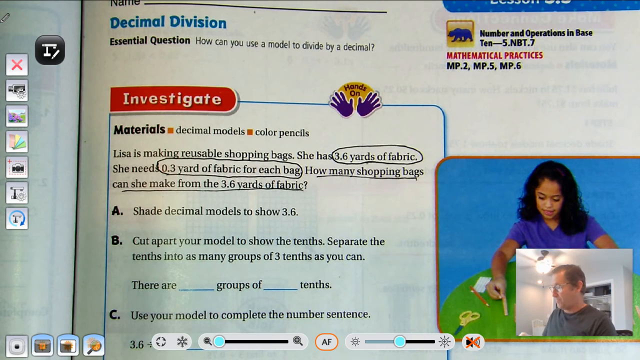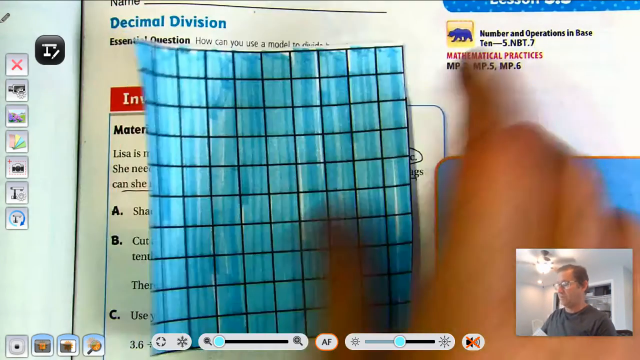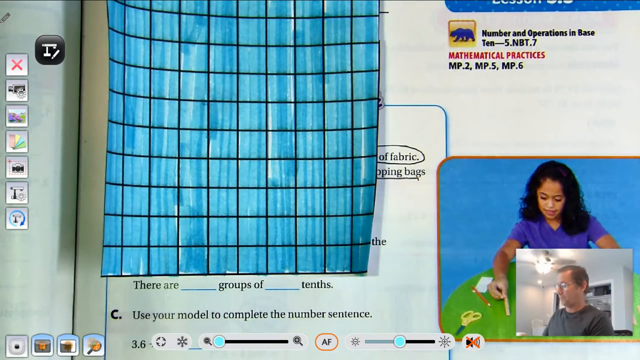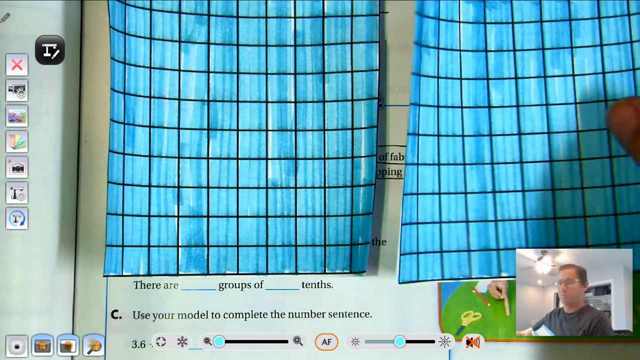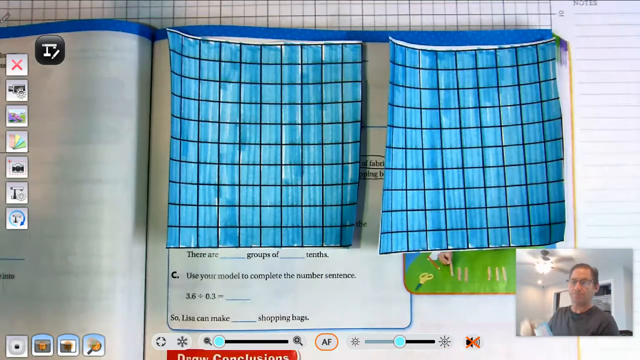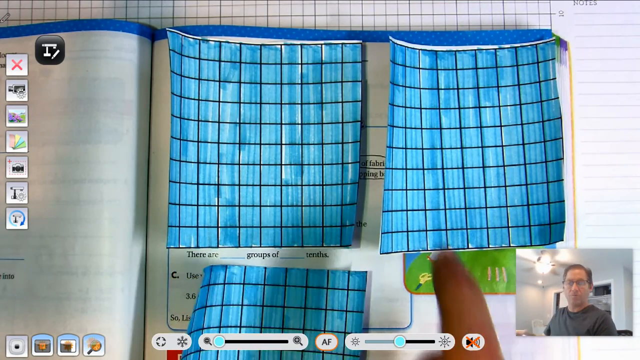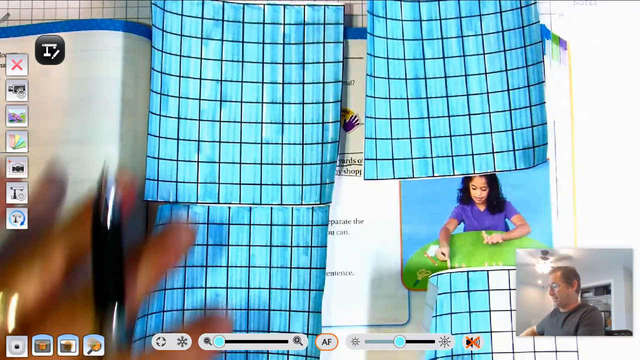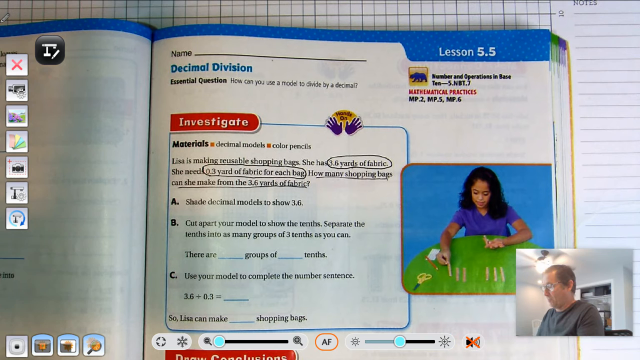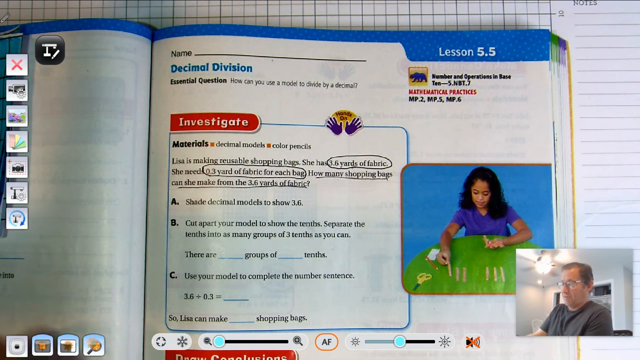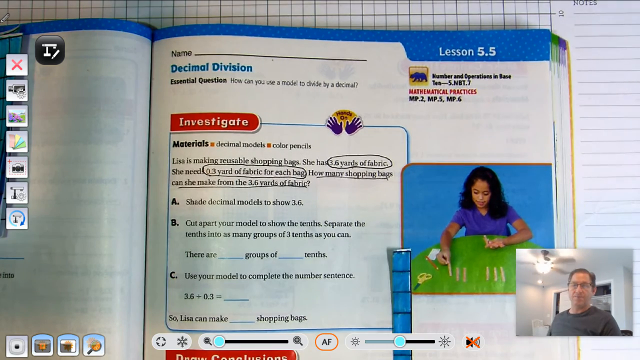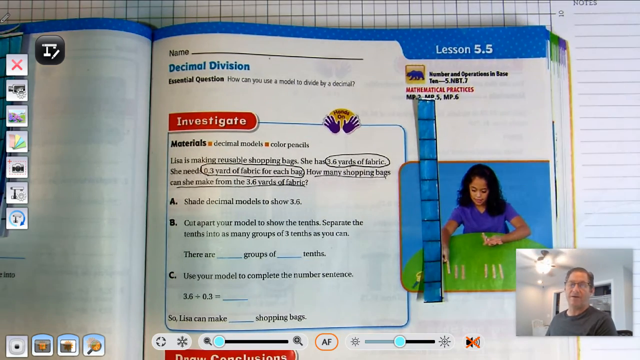So I've prepared mine ahead of time. So this will represent one whole, two wholes, three wholes, and 6 tenths. All right, so 3 and 6 tenths need to be shaded. Okay. Now cut apart your model to show tenths. So each strip is 1/10 of the whole.